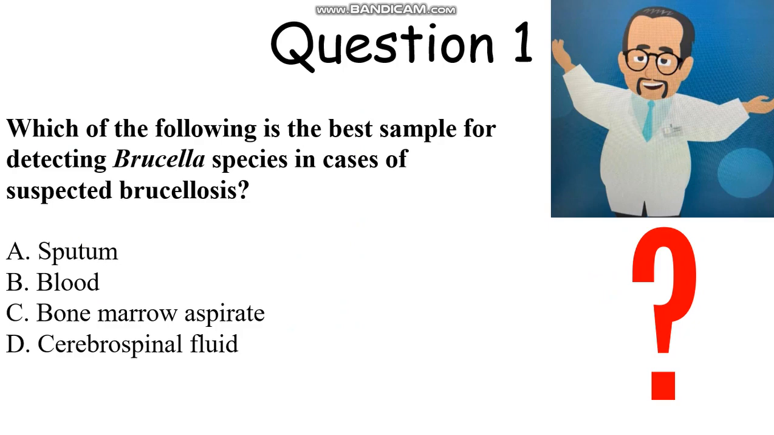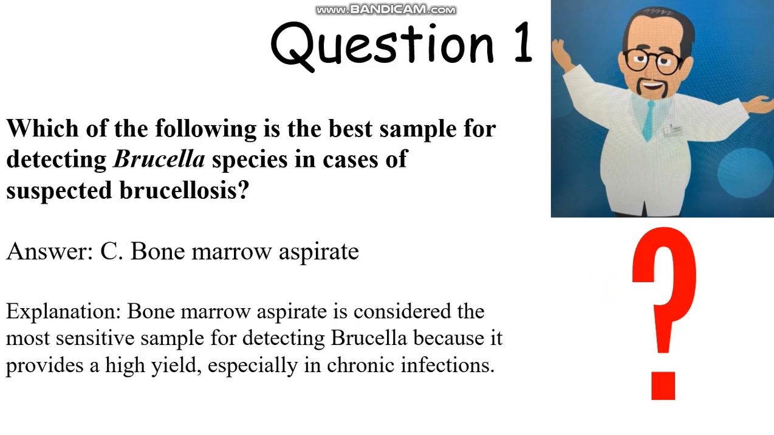Okay, if you want to think about it, just hit pause. I will go to the answer. Bone marrow aspirate. I know some of you might find this surprising, but bone marrow aspirate is considered to be the most sensitive sample for detecting Brucella because it provides a high yield, especially in chronic infections.